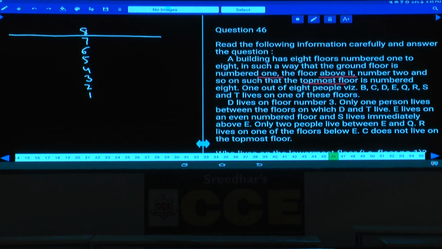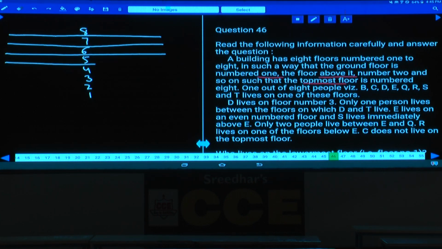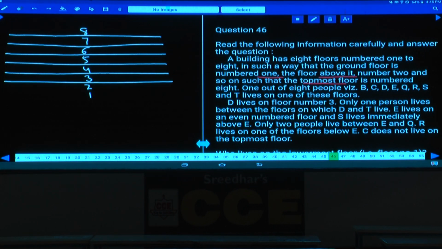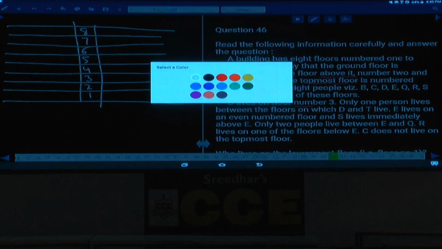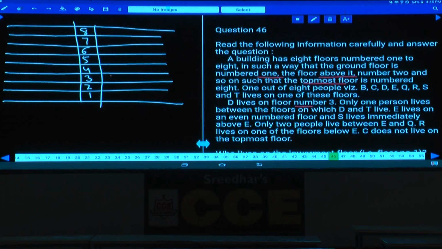Now, in these 8 floors, how many persons? Each one of these persons is living on a different floor out of these 8 floors. When the floor arrangement is given, always represent the floors at the center. D lives on floor number 3, clearly specified. As D lives on floor number 3, this will be D.